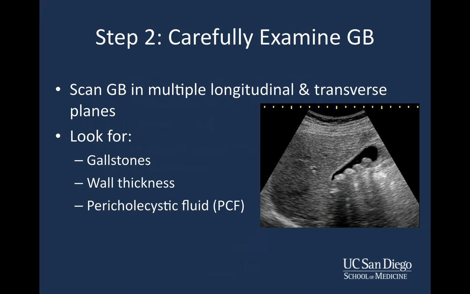Now, once you've found the gallbladder and you're certain you have the gallbladder, then you want to scan the gallbladder in multiple longitudinal and transverse planes so you can look for some evidence of pathology, including gallstones. You want to assess for gallbladder wall thickness, and you also want to assess for fluid around the gallbladder, which is known as pericholecystic fluid.